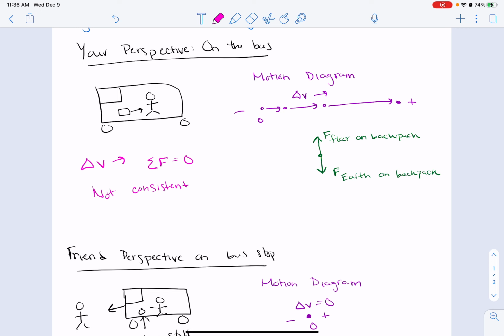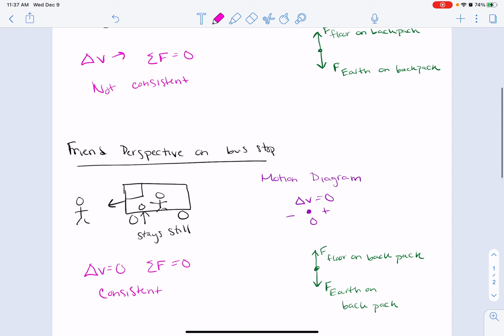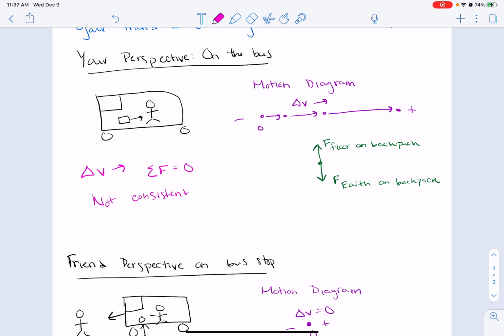Nothing was pushing it, and it just started moving. And so your force diagram and your motion diagram were not consistent. But your friend who's on the bus stop can see what's really happening is that the backpack's not moving. It's just that the bus is moving with you in it, and the backpack is staying in place. So they see that the motion diagram and that force diagram are consistent. And the reason why we have different things is because of our reference frames.